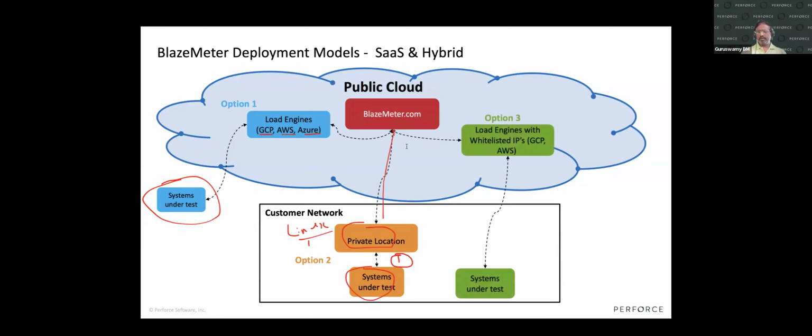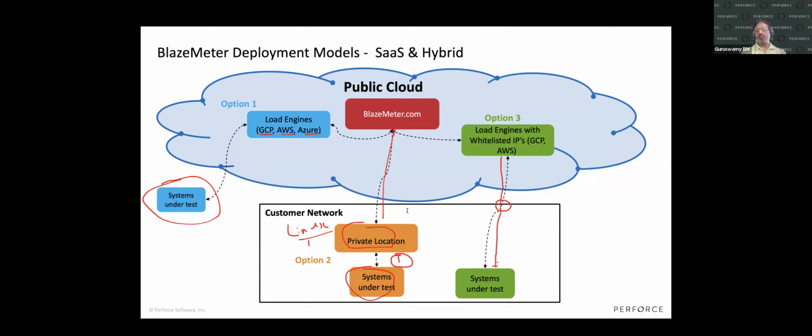On the third option, we have something called whitelisted IPs. Even if the system under test is within your network, we will have whitelisted IPs. We will have a dedicated IP for you, and those IPs are not shared, only dedicated to the specific customer. What you need to do is open your firewall, and then we will start interacting with the system under test. So this is option 2 and option 3. Again, option 2 and option 3 are almost the same.